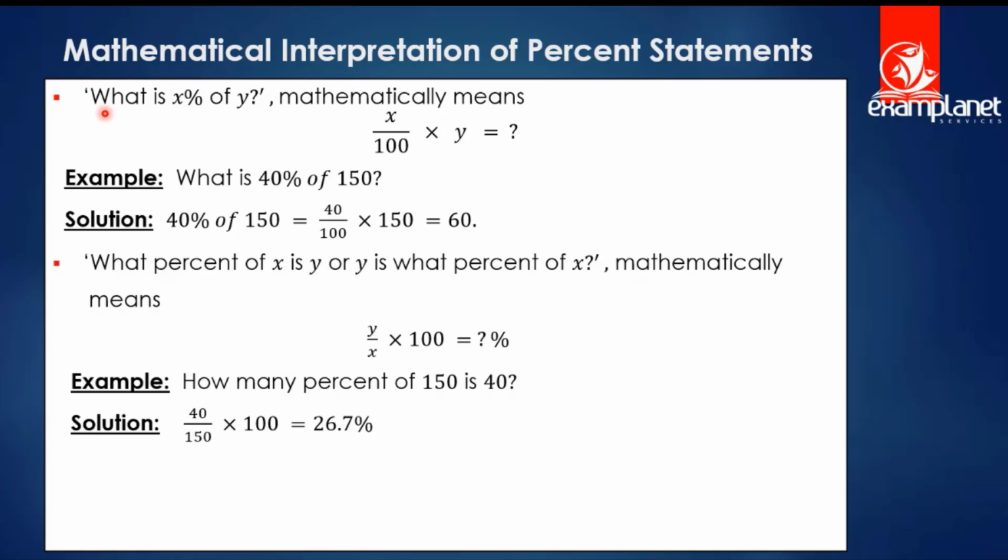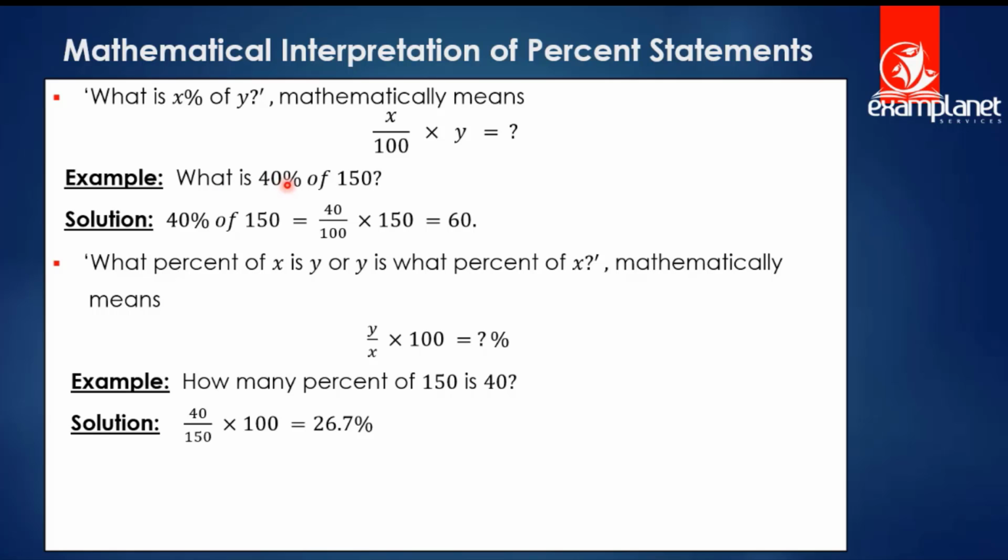First, if a question says, what is X percent of Y? As you know, X percent means X over 100, just like what we did previously. And of means times in mathematics, then Y. So you have X over 100 times Y. It's just a simple multiplication of fractions that you need to do to get the answer.